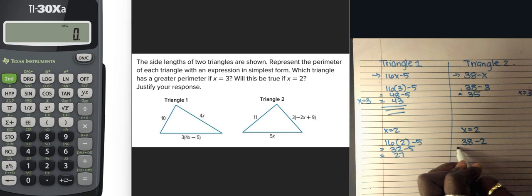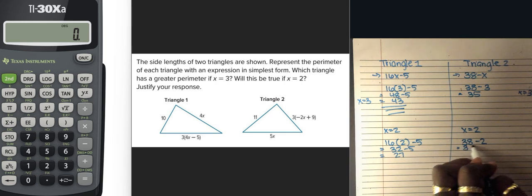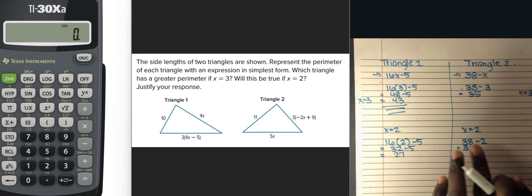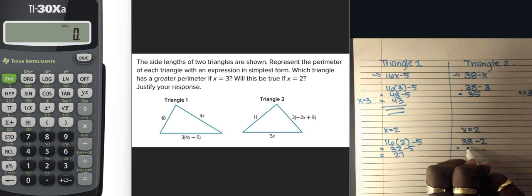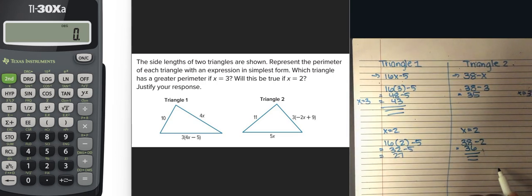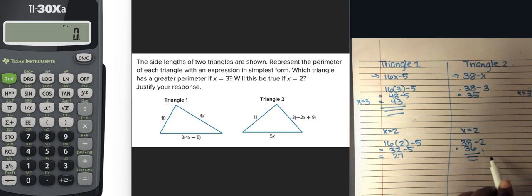And then over here we have 38 minus 2. Oh, why did I rewrite that? I don't know. 38 minus 2 gives me 36. So is that true when x is equal to 2? That is not correct, right? So if x is equal to 2, then triangle 2 has a larger perimeter. All right.